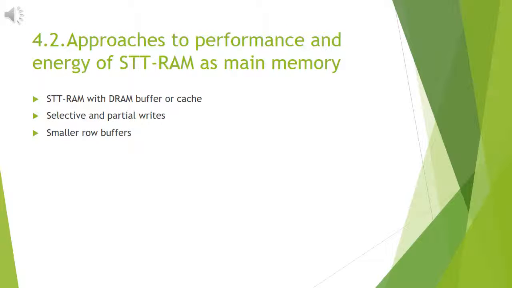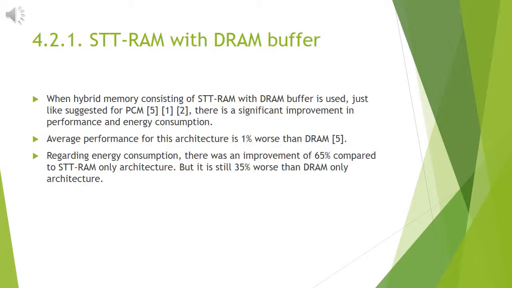Now, let's look into some of the approaches to improve the performance and energy of STT-RAM to be used as main memory. The first approach is to use an STT-RAM with DRAM buffer. When hybrid memory consisting of STT-RAM with DRAM buffer is used, just like suggested for PCM, there is a significant improvement in performance and energy consumption.